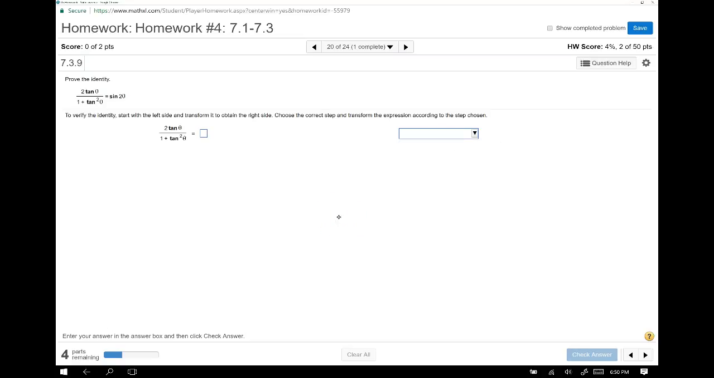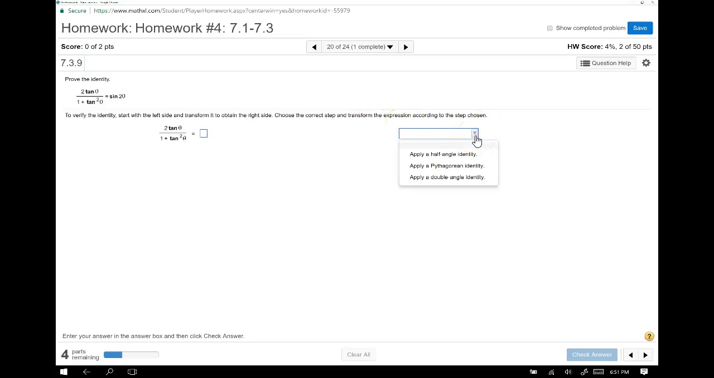So, I'm going to do this one as well. It says, prove the identity: 2 tan theta over 1 plus tan squared theta equals sine of 2 theta. To verify the identity, start with the left side and transform it to obtain the right side. So we're leaving the right-hand side alone. Sine 2 theta is being left alone completely. And we're just working with 2 tan theta over 1 plus tan squared theta. Choose the correct step and transform the expression according to the step chosen.